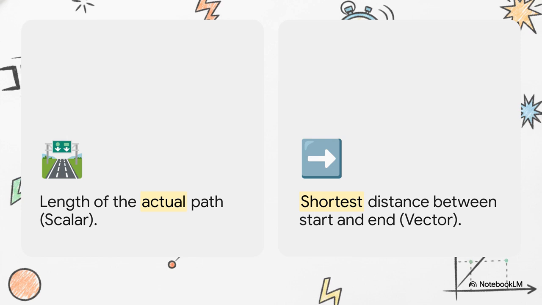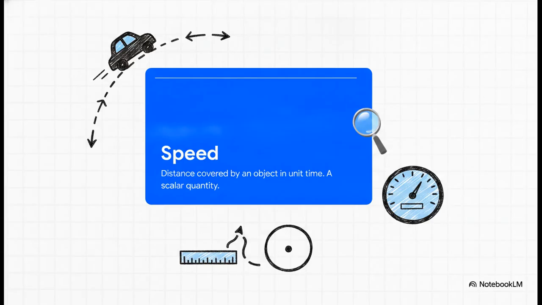Distance is simply the length of the actual path you traveled. It's a scalar quantity. It just tells you how much ground you covered overall. Displacement, however, is a vector. It's the shortest possible distance between your initial and final positions combined with the specific direction you moved. Basically, distance is how far you went, but displacement is how far out of place you are, complete with a precise direction.